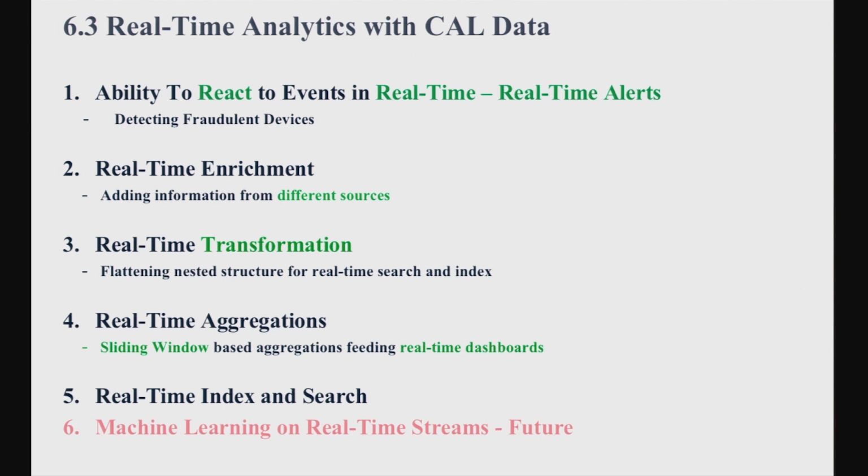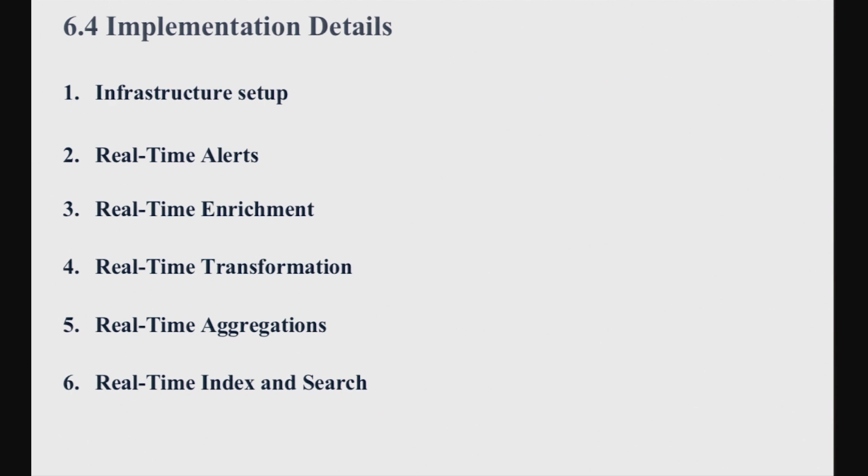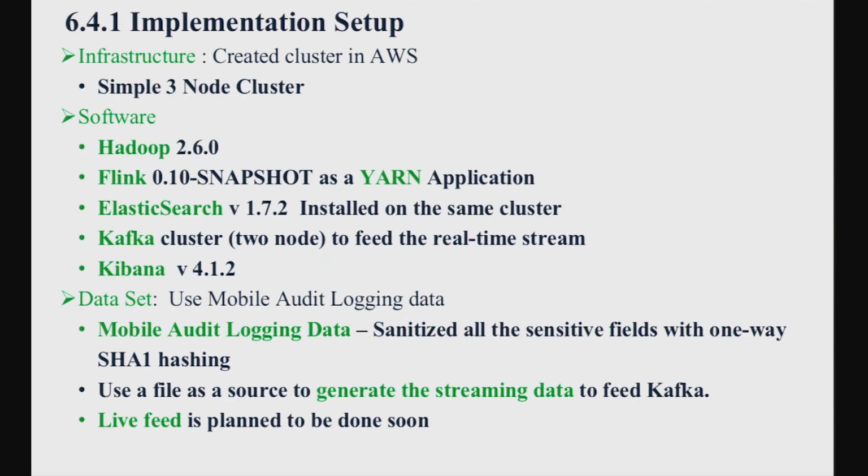So these are the few features we implemented, as I described: alerts, enrichment, transformations, aggregations, and indexing and search. And we are also in the process of designing machine learning algorithms. You want to dynamically load them in real time so that you can apply those models as data comes in, so that you can continuously improve those models. So some implementation details. So this is what we set up. Essentially a small cluster we set up on the cloud, Amazon cloud, and we used our mobile data set coming out of our Capital One mobile application.